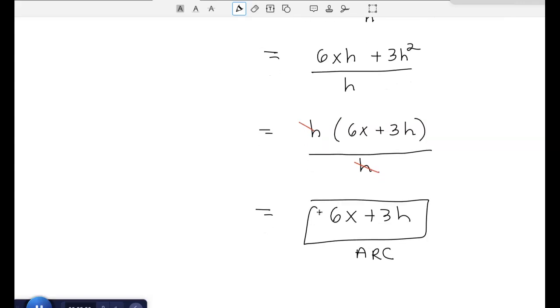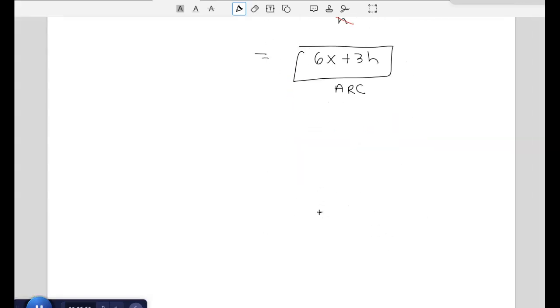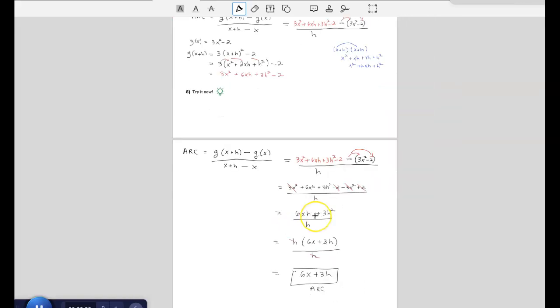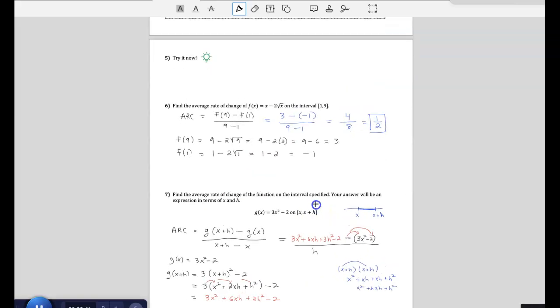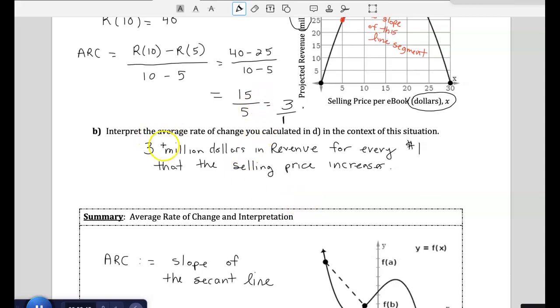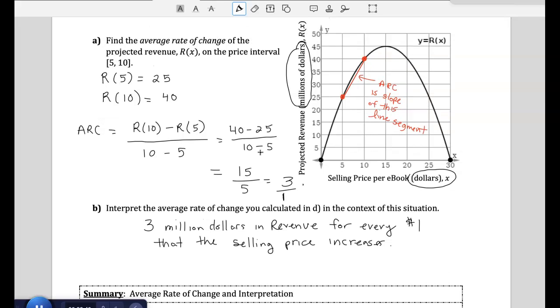Okay, so just to recap, what did we do here? We defined the average rate of change. We computed the average rate of change from a table, from a graph, and also given a function equation. And then we also interpreted the average rate of change when we were given a context, like in this case where it was $3 million in revenue for every dollar that the selling price increases, right?